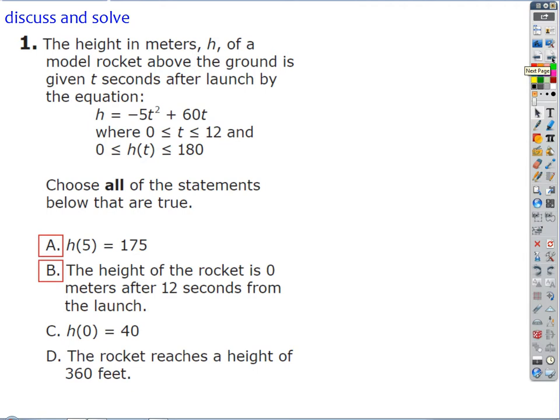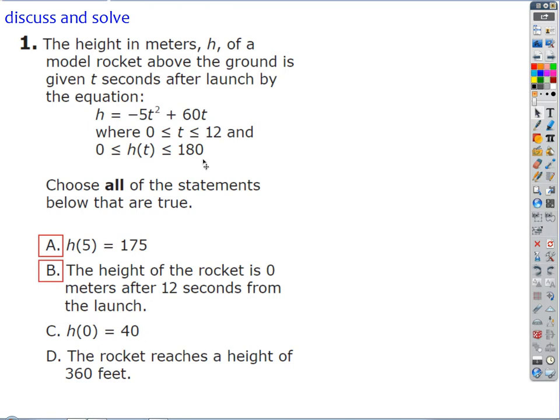Okay, these kinds of things, this is no big deal. You just got to read the question, right? Read it twice. So you know that you've got this height function where h is height in meters and t is time in seconds. We're telling you that this model makes sense when t is greater than or equal to 0 and less than or equal to 12. So that's the domain of the function, and here's the range. Maximum height is 180, it looks like, right? So choose all of the statements below that are true.